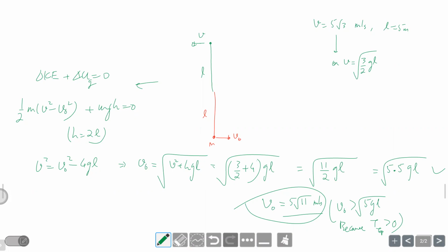So here that v naught is root 5.5. So at the lowest point, it will be mg plus mv naught square by r. So it will become 5.5 plus 1, that is 6.5. So it starts from 6.5 times the weight and reduces all the way to half the weight at the top. Then again it increases to 6.5.